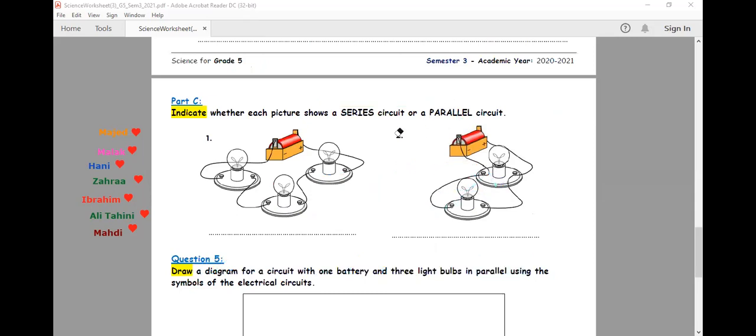Series circuits or parallel circuit. Let's take a look at the first one. Bustani, do you want to draw the electrons flowing in the first circuit? Lana, Muhammad, are you here? Yes. Do you know how to draw arrows? Do you want to try to draw the electrons in the first circuit?